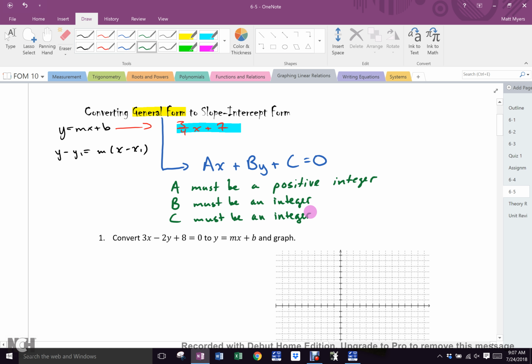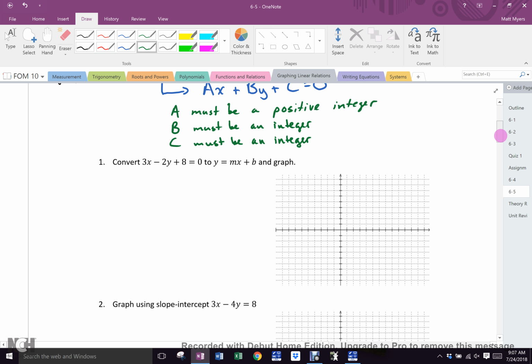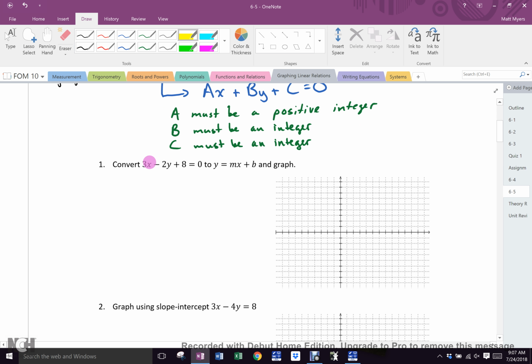Okay? So the simple fact of the matter is all of them share x and y. And because we know how to do algebra, all of them can become any of the other ones. Okay? That's the point I'm trying to make. So let's look at this very first one right here. This is in general form.